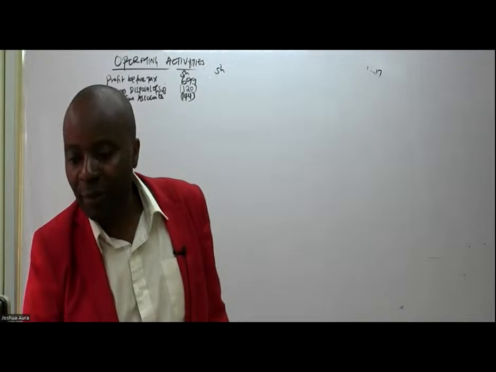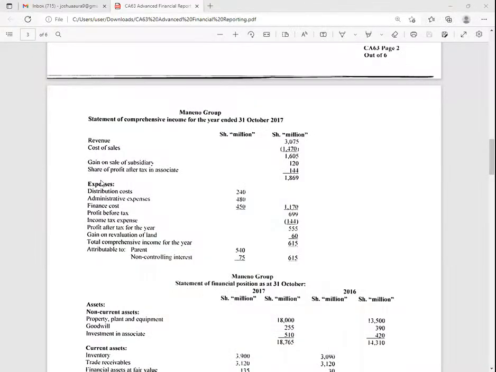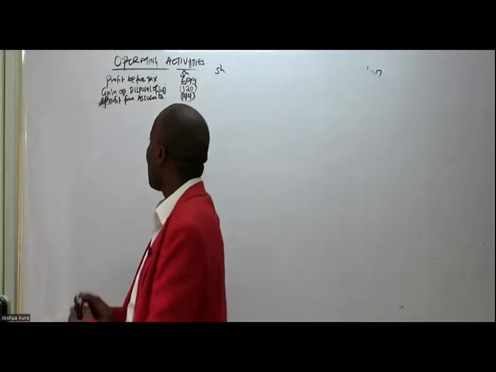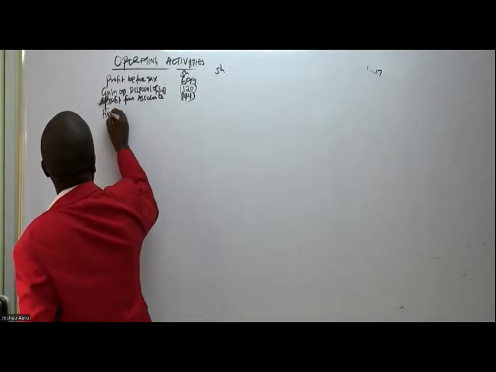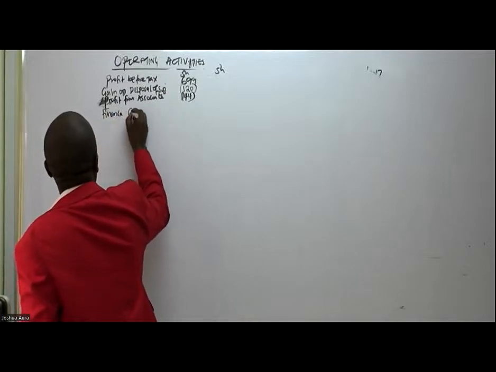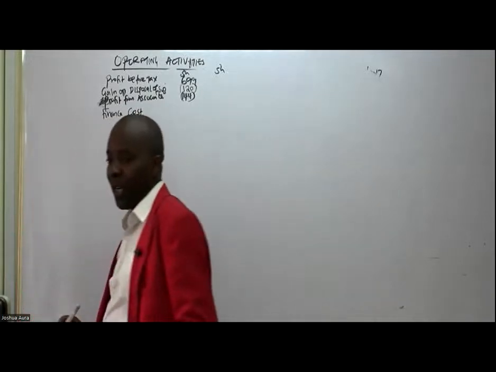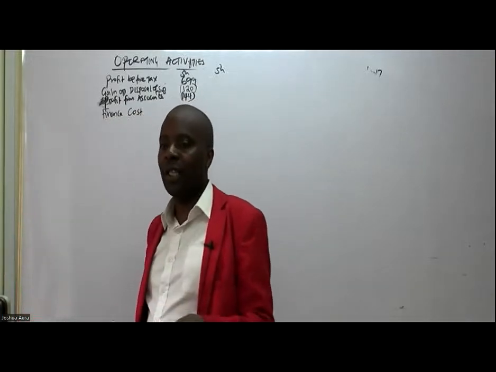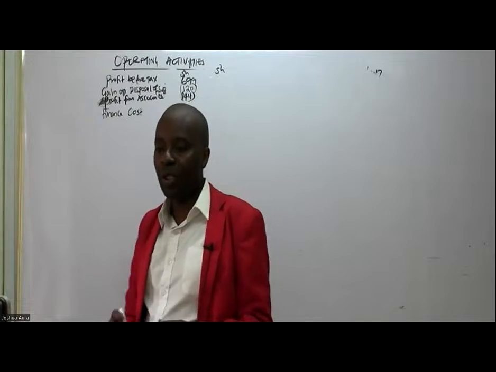Now from there, ladies and gentlemen, we move to the next thing. I'm still following this. Distribution cost, these are daily operating things. We are distributing our goods. The same case with the administrative, it's an operational fee. Then we have finance cost. Remember it's a cost, so it was subtracted. What is the finance cost figure there?